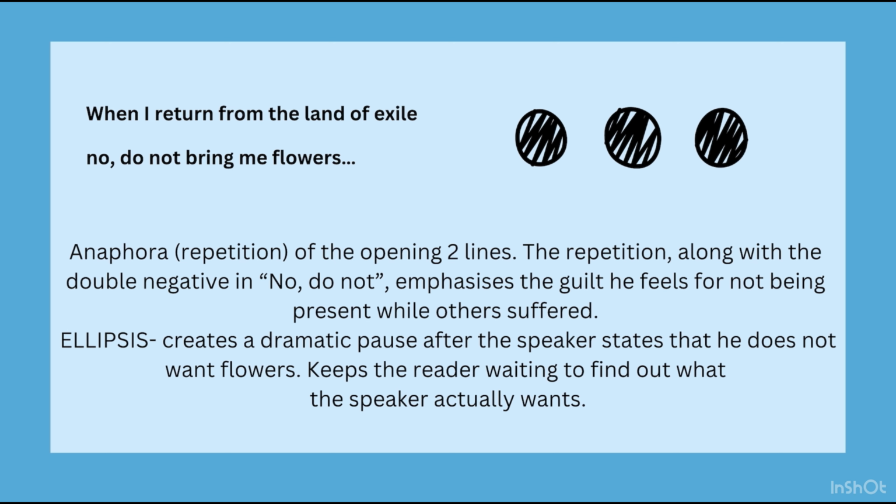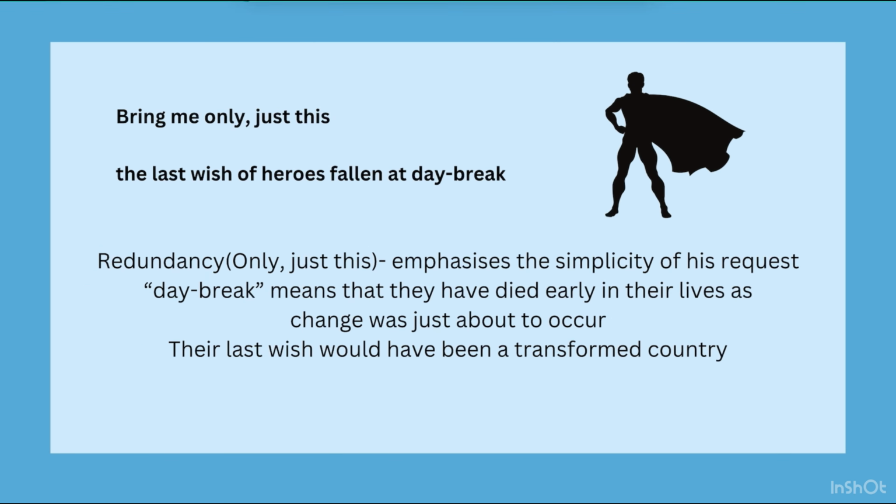A key point to remember is that there is ellipsis at the end of this line. This emphasizes a long dramatic pause taken by the speaker. The final stanza discusses the real heroes being those who stayed behind, and how the speaker feels that they deserve justice for their resilience. In line 11, there is an example of redundancy or tautology. "In only just this." This emphasizes how simple and sincere the poet's request is.